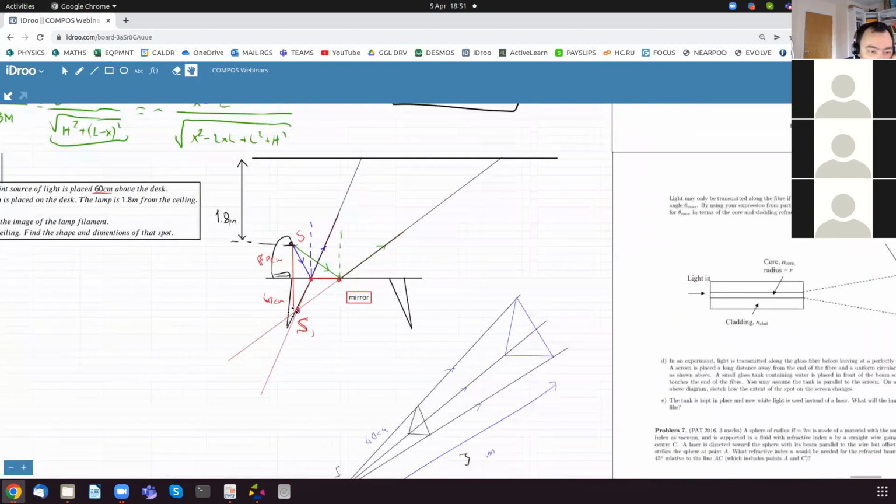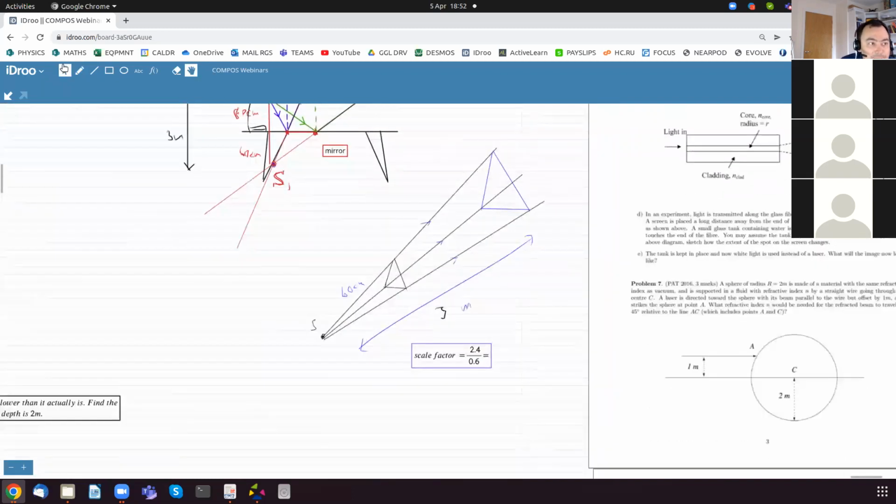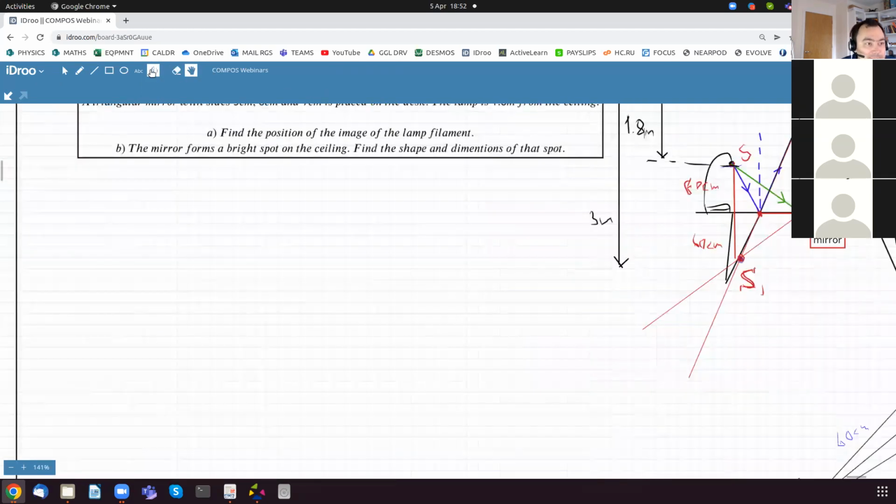So the source of light is 3 meters from the ceiling, because it's 1.8 meters plus 1.2 meters. So this is 3 meters. All right, so the scale factor is 3 divided by 0.6, which is 5. So the triangle would be 5 times bigger.